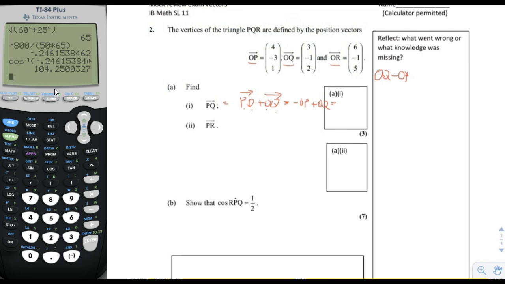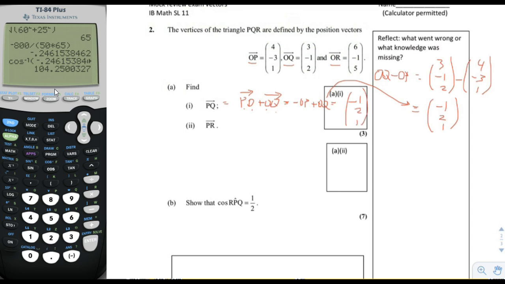So we'll do that. OQ is equal to 3, negative 1, 2, and OP is equal to 4, negative 3, 1. But I'm subtracting it now. So 3 minus 4 is negative 1. Negative 1 minus a negative 3 is negative 1 plus 3, which is 2. And 2 minus 1 is 1. So the first value I get, for PQ, is negative 1, 2, and 1.